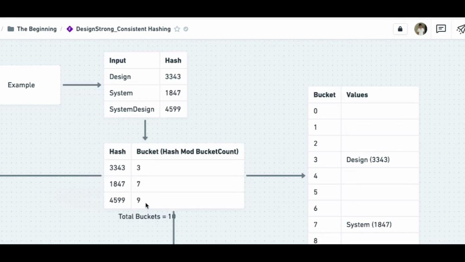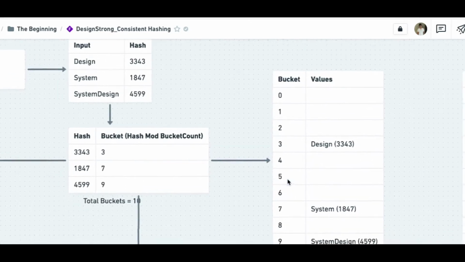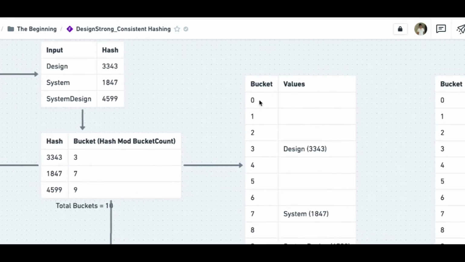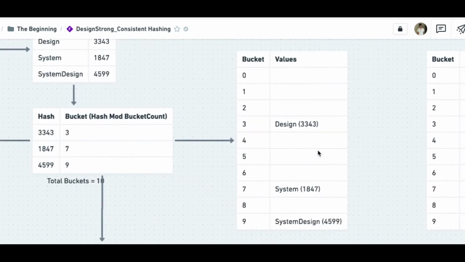Fair and simple until now. If I look at the bucket structure at this point, 0 until 9, based on the hash that I calculated, design went here, system went here, and system design went here. Now these values in the brackets are only for your quick reference, because in general they are not stored. It's just that the bucket will have the data. With this, our hashing based bucketized solution for storing data was working fine.